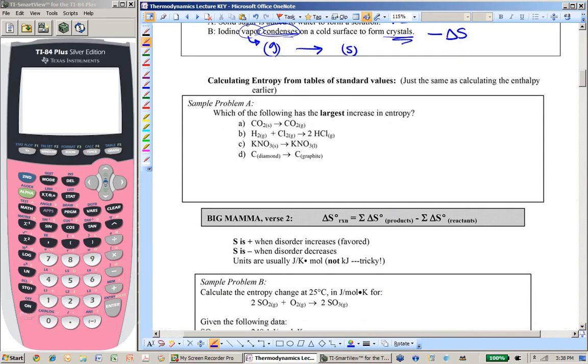Okay, so just like we calculated delta H and such things from tables, we can also calculate all of the S's as well as G's, as you're soon to learn. So we can calculate entropies and free energies from tables of values. This one's still asking you, though, to just kind of figure out which one has the largest increase in entropy qualitatively. There's no numbers to crunch here. So what do you figure? Pause me, try this, come back. We'll talk about it. I'll wait.